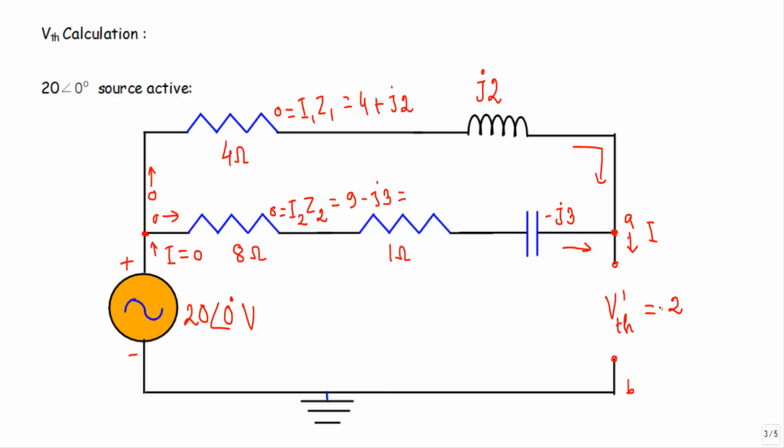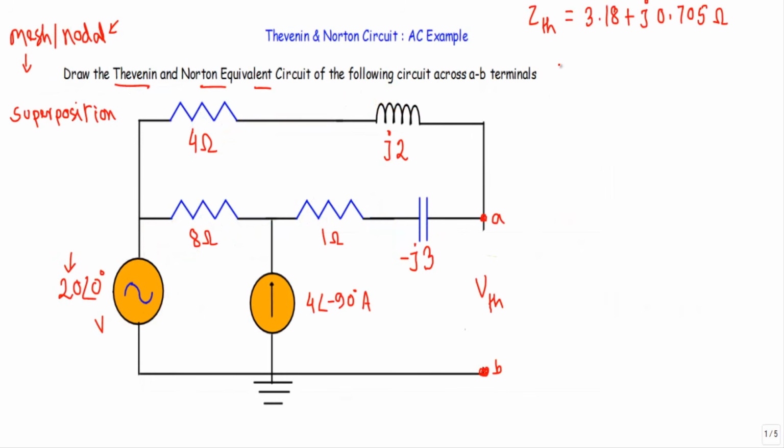Exactly we have in this source 20 phase angle 0 degree, with this side positive and this side negative. The voltage source will maintain its polarity here, this side positive and this side negative. So VTH prime is equal to 20 phase angle 0 degree. So here VTH prime was equal to 20 phase angle 0 degree volt.